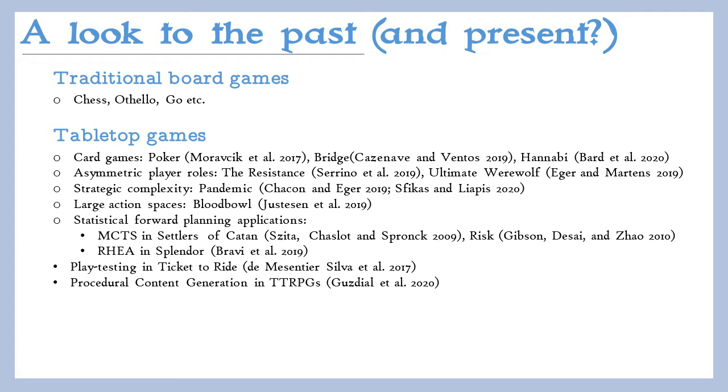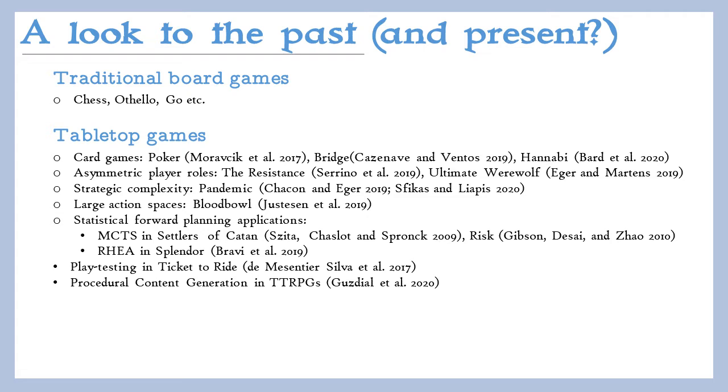AI players have started attacking games of higher strategic complexity, such as Pandemic, or with large action spaces, such as Blood Bowl. And we've seen specific applications of statistical forward planning methods in Settlers of Catan, Risk, and Splendor.